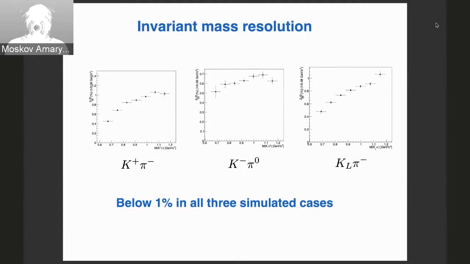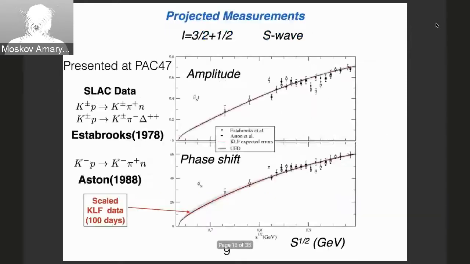Invariant mass resolution was one of the questions which we were asked by our referees and by our readers. So here we show the invariant mass resolution for all three reactions, K plus pi minus, K minus pi zero, and K L pi minus. All of them are below 1%, so we can bin the phase shift in steps of 10 MeV or less.